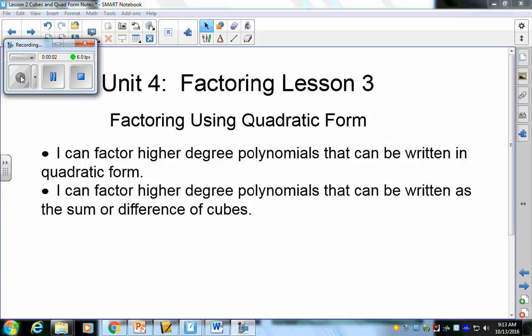So this is our Unit 4, Lesson 3, factoring using quadratic form. We're going to be working on factoring higher degree polynomials that can be written in a quadratic form. We'll take a look in another unit at what to do if you can't use this method to factor higher degree polynomials. But for right now, this is what we're going to take a look at.